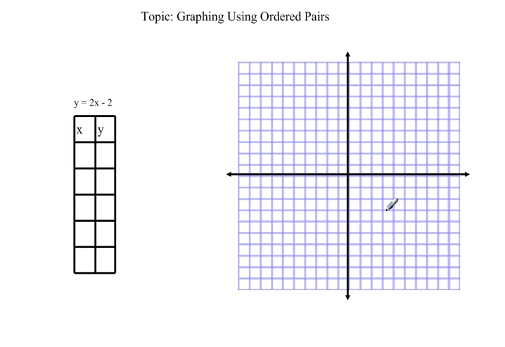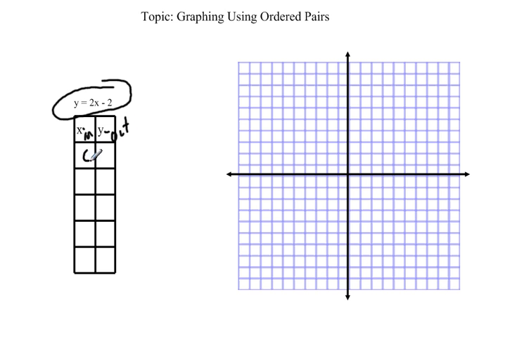All right, next we want to talk about graphing using ordered pairs when you're working with an equation. So right here I've got y equals 2x minus 2. If you ever run into this scenario, and you will, what you want to do here is choose x values that will give you a y output. So in essence, x is your in and y is your out.